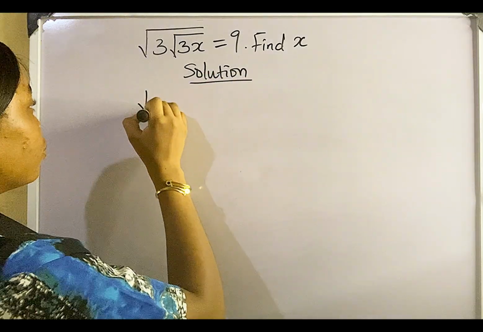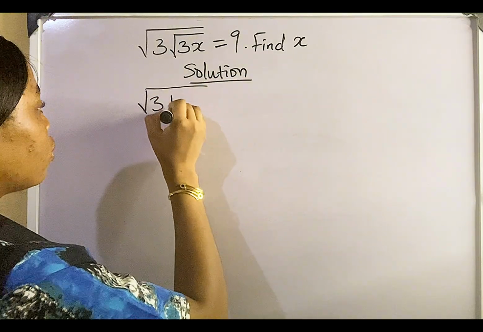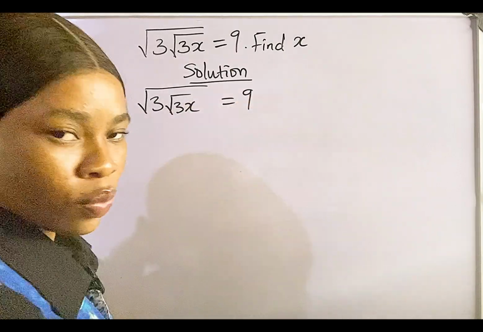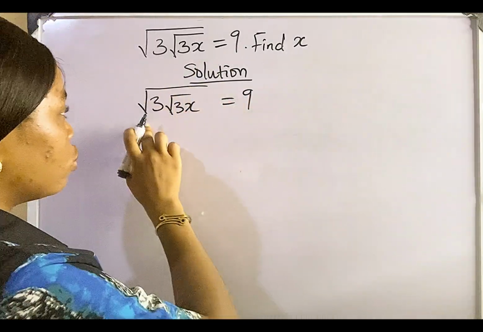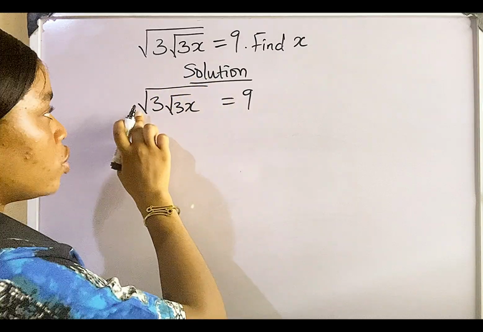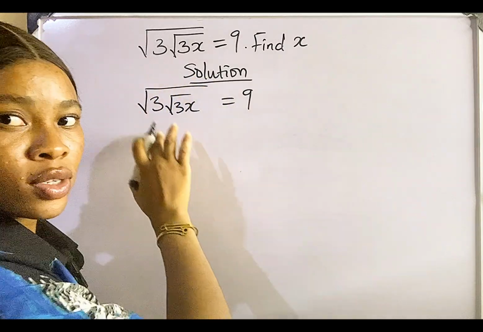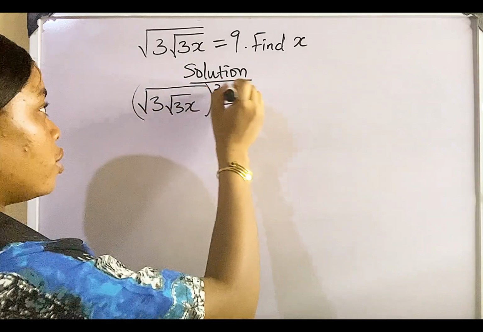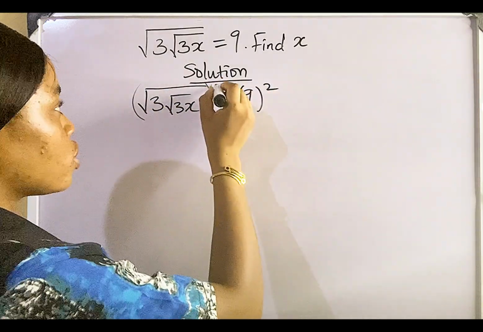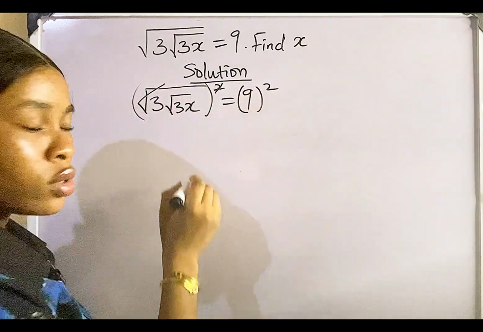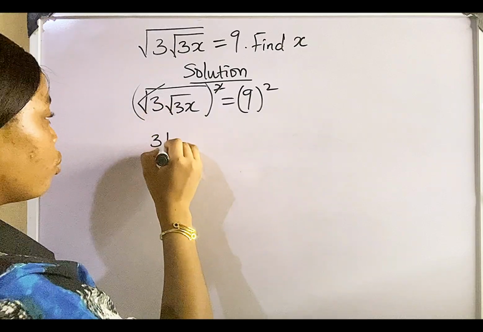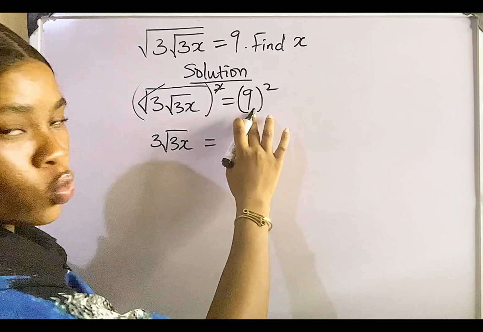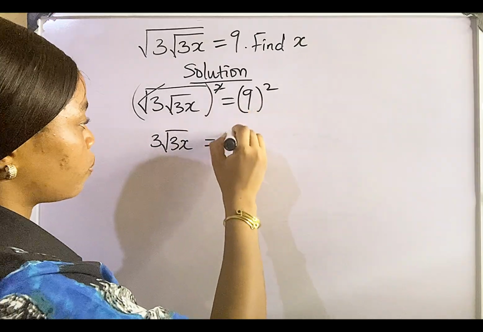Now we have root 3 root 3x equals 9. Now you can see that this is a square root, so first we have to get rid of this square root, and to do that we take the square of both sides. We square both sides to remove the square root so that the square cancels the square root, and we're left with 3 root 3x equals, now what's the square of 9? The square of 9 is 81.